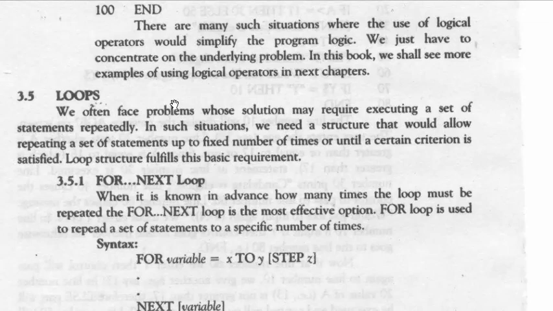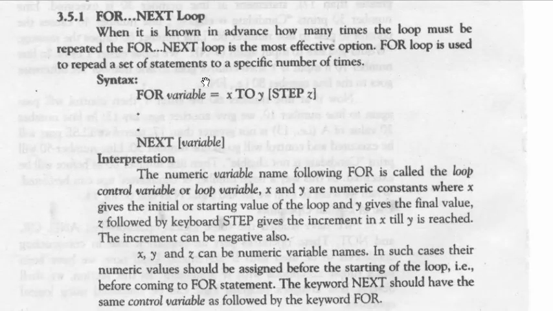First looping structure is the for next loop. When it is known in advance how many times the loop must be repeated, the for next loop is the most effective option. For loop is used to repeat a set of statements a specific number of times. Syntax: for variable is equal to x to y step z, next variable.